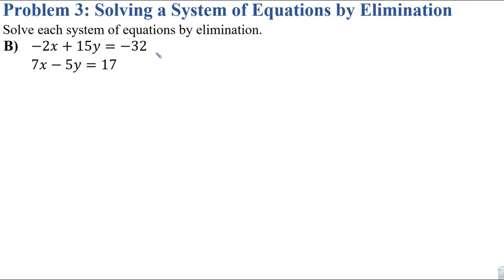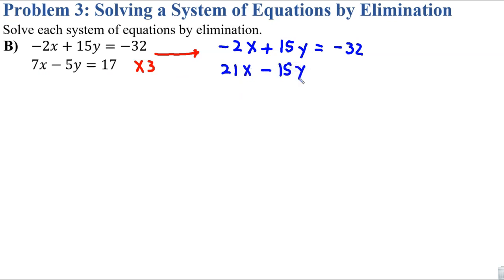So what I'm going to do is rewrite this system by multiplying my entire bottom equation by 3. I'm going to rewrite the top without changing it: minus 2x plus 15y is equal to negative 32. And the bottom, if I multiply everything by 3, I'm going to have 21x minus 15y is equal to 17 times 3, which would be 51.